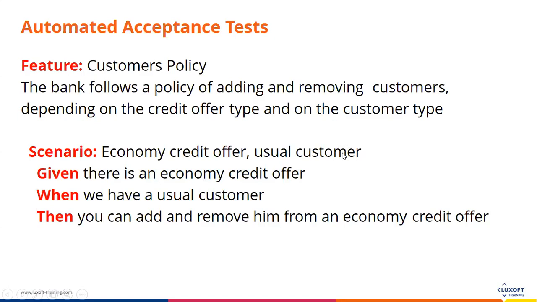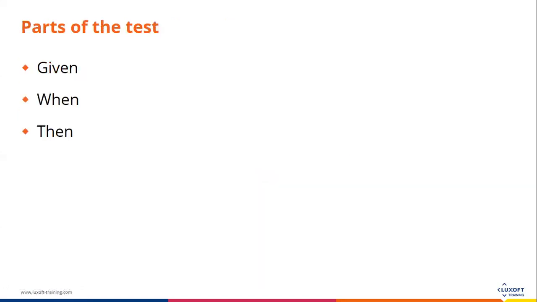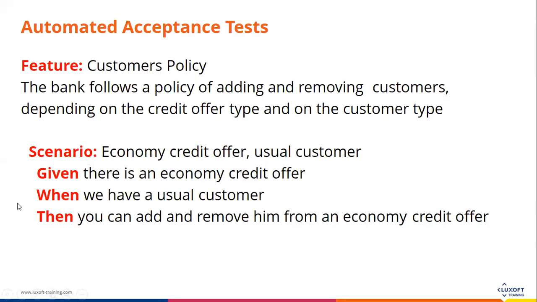And a scenario uses these keywords given, when, then, that we have already emphasized. We write here, given there is an economy credit offer, when we have a usual customer, then you can add and remove him from an economy credit offer. So you can read in plain English what it is intended to do. You can communicate your business goals, and they may be easily understood even by less technical people.